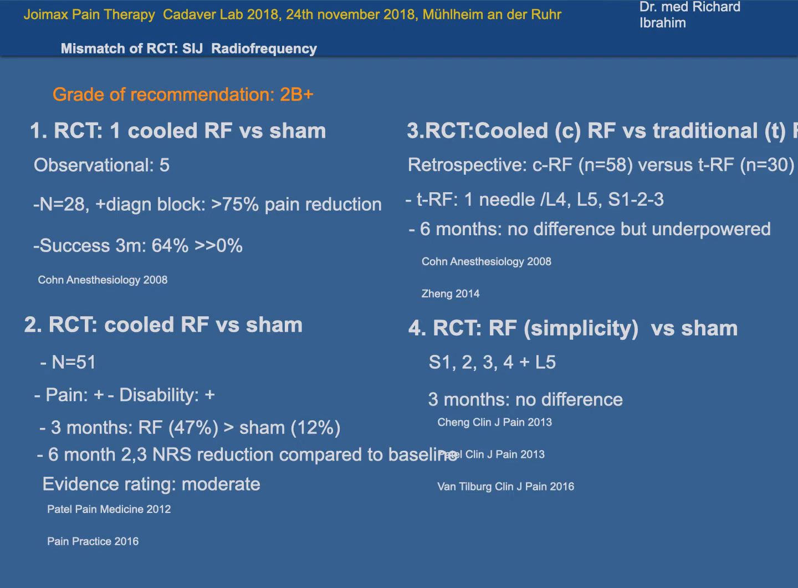But before this, you know that the radiofrequency treatment heats the structures of the nerve root, the ramus medialis from the facet joint, the ramus lateralis from the sacroiliac joint.